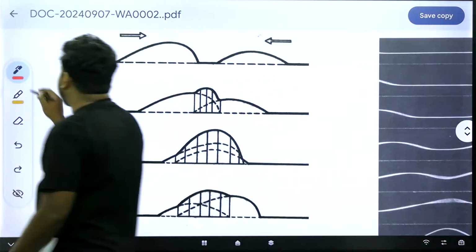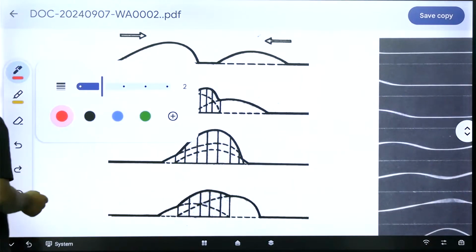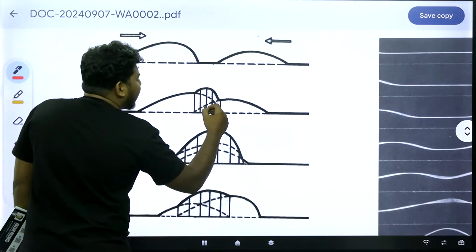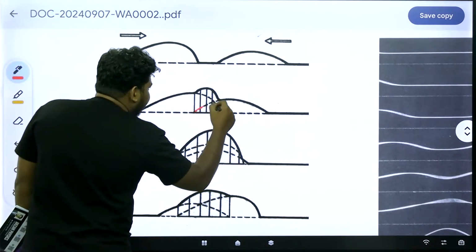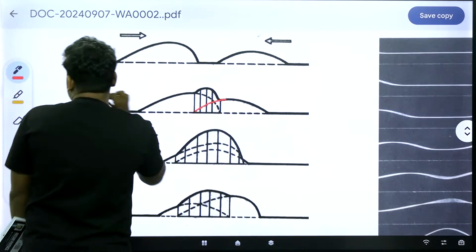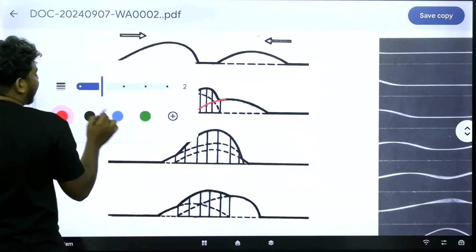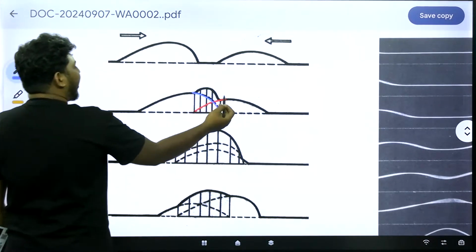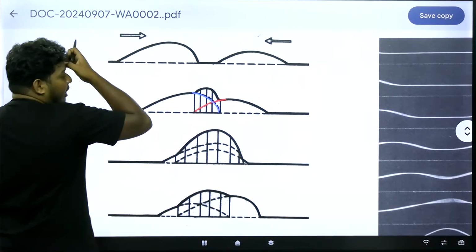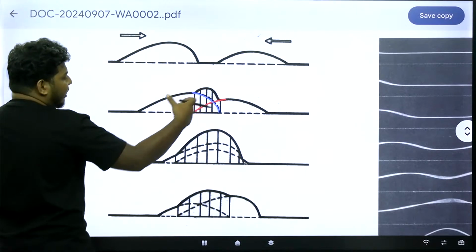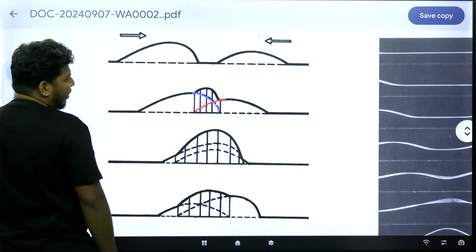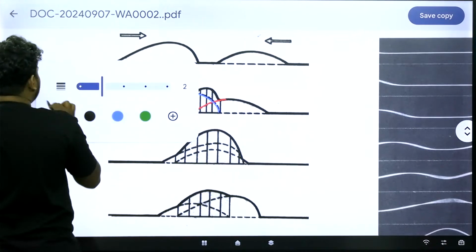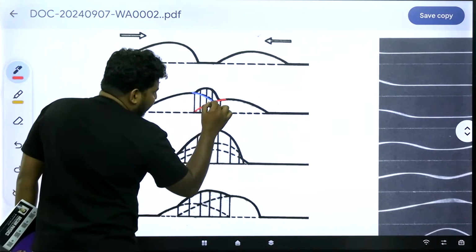Okay, students, look at this one. There are two waves coming, no? This is the first wave, and this is the second wave. I'm using two different colors. This is the second wave, no? Right. If both waves come together, the resultant will look like this. Look at this now. The resultant will look like this.